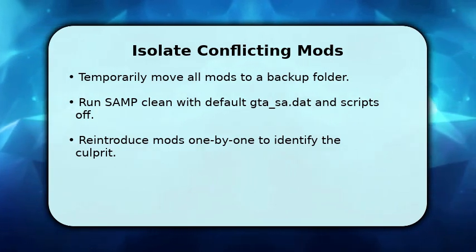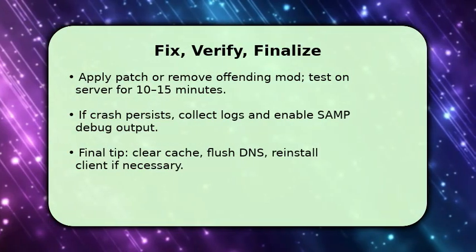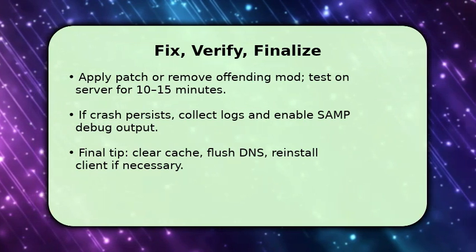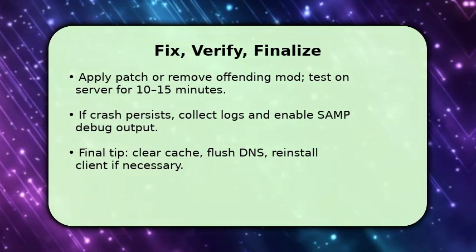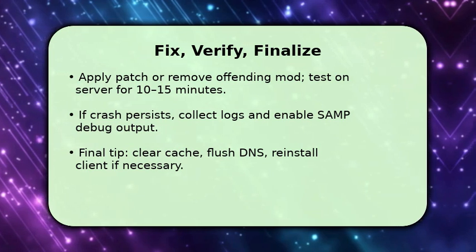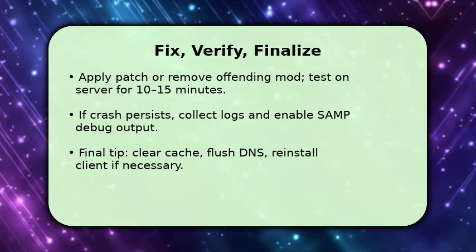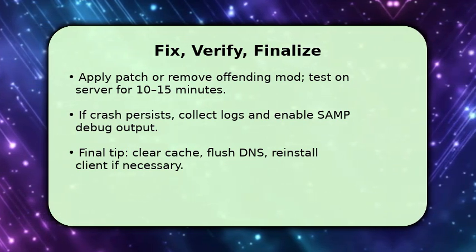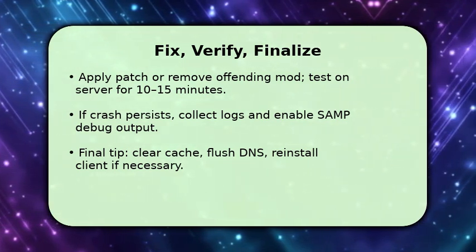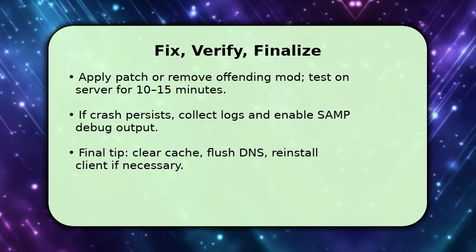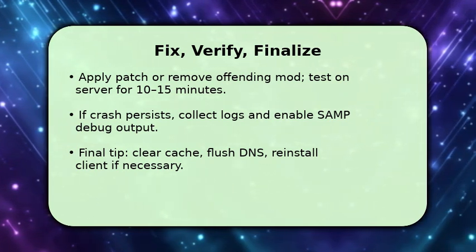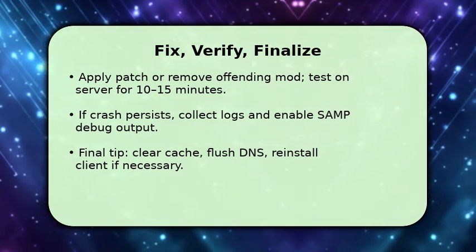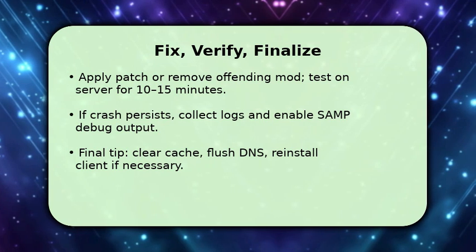Finally, apply the fix identified. Remove or patch the offending mod, or replace a mismatched SA-MP/GTA executable. Then verify stability by playing for at least 10 to 15 minutes to ensure the crash is resolved under normal load. If problems persist, enable SA-MP debug output and collect logs to analyze error codes and memory addresses. Make sure to clear the game cache and flush DNS. If nothing works, a clean reinstall of the SA-MP client and a verified GTA copy is the last reliable step.